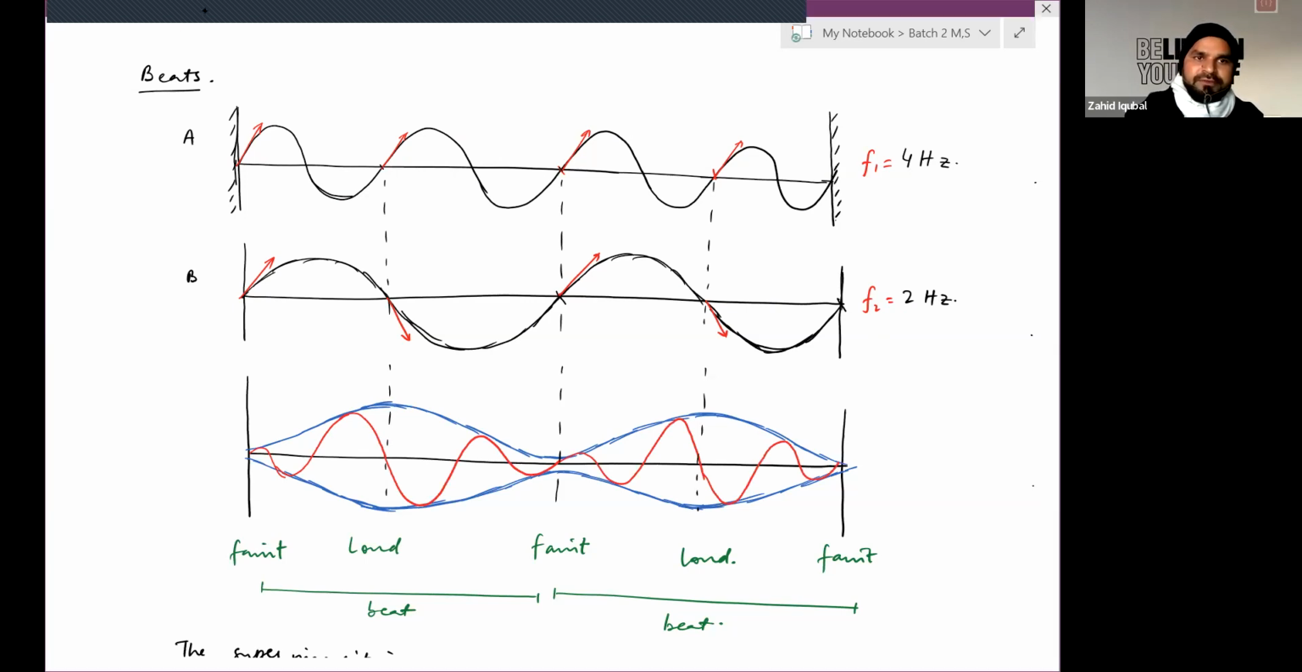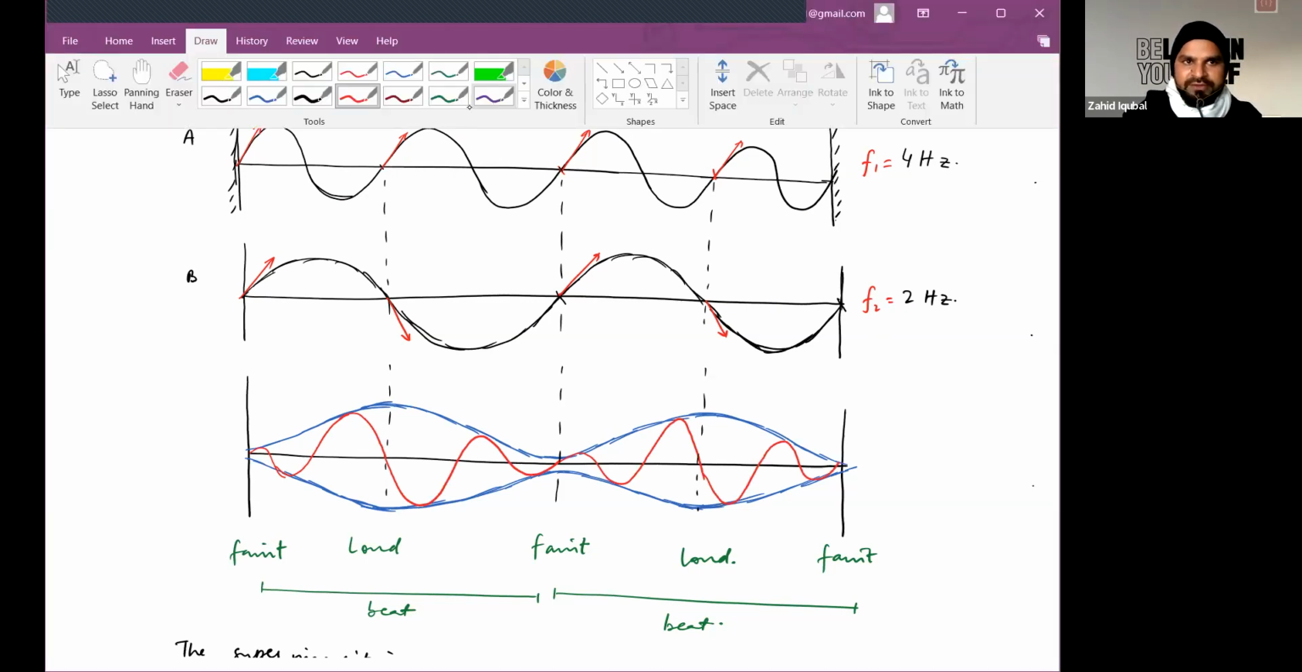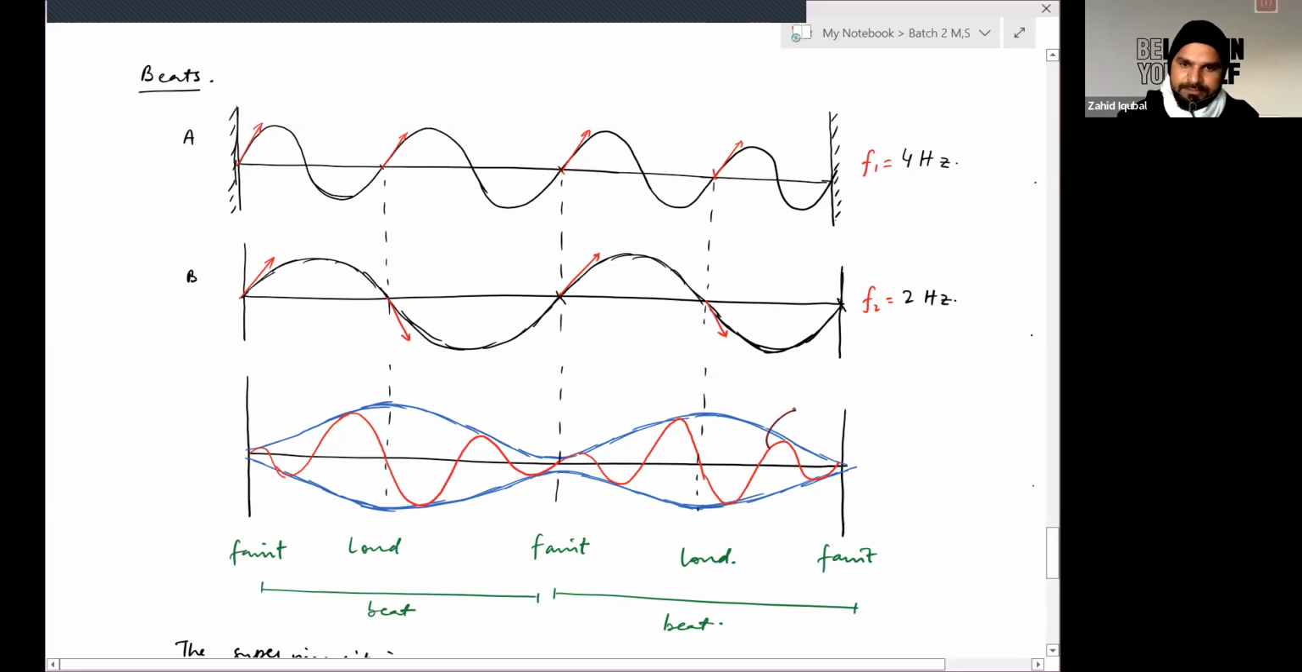Just count the number of complete oscillations for the two different waves. In the first part, one oscillation, two oscillations, three, four, five, and six. It is 6 hertz, which is nothing but F1 plus F2.